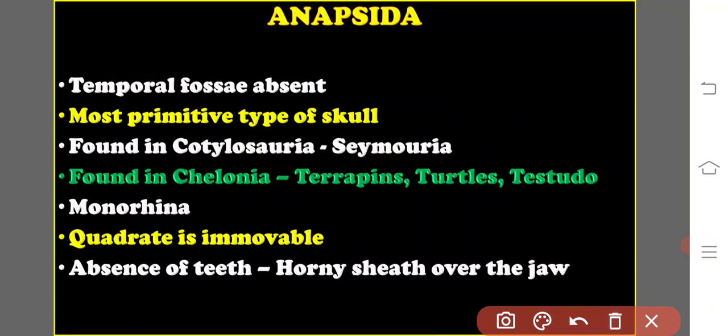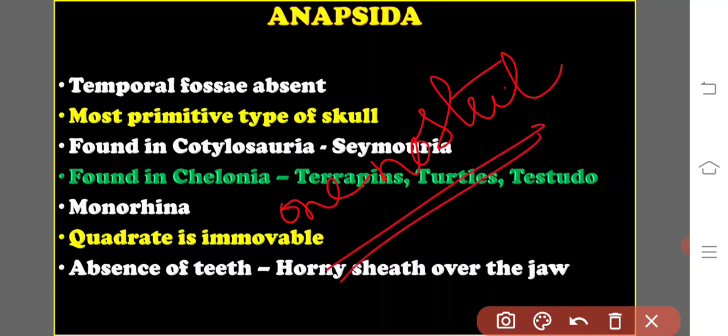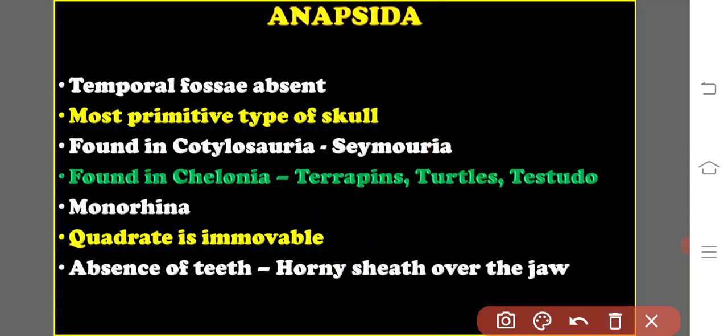Another specialty of the Anapsida skull is that it is monorhina. Mono means single, rhina means respiratory aperture, the external nostril. If the skull has only one nostril, the presence of one nostril, monorhina, it is also a specialty of the Anapsida. And the quadrate is immovable, it is unable to move. And one more thing, upon the jaws there are no teeth, absence of teeth, and there is a covering of horny sheath over the jaw.